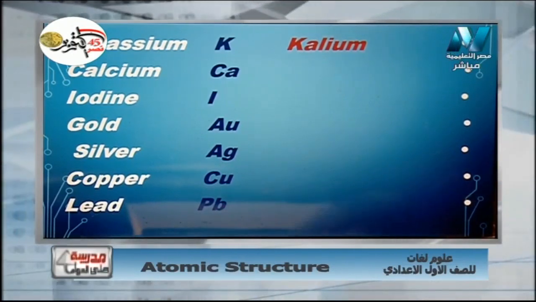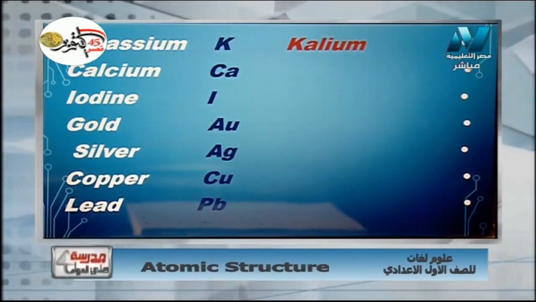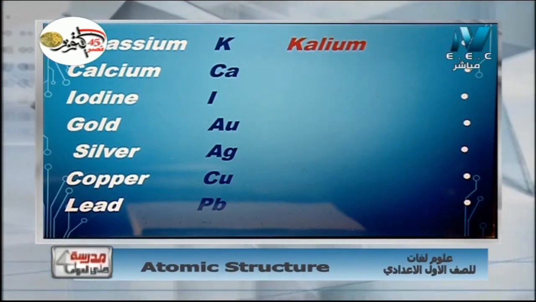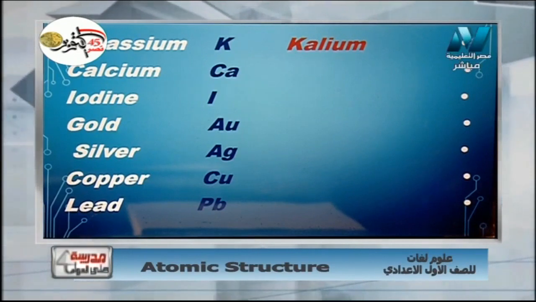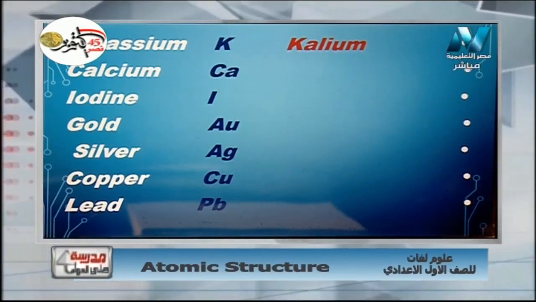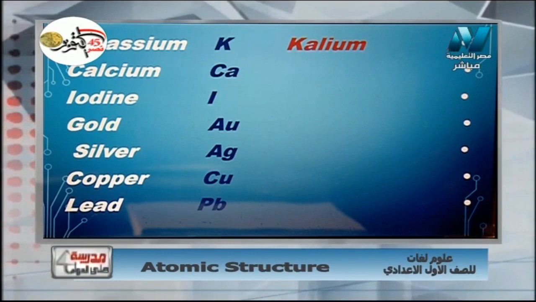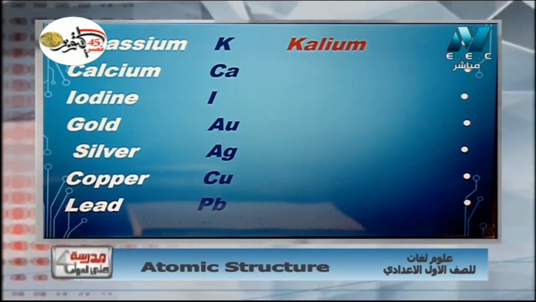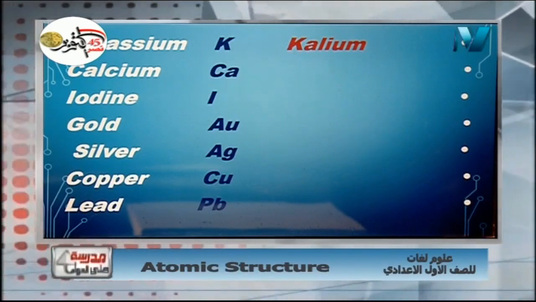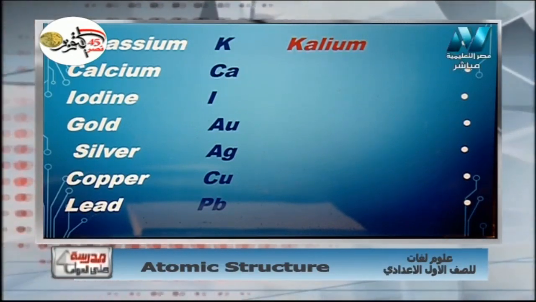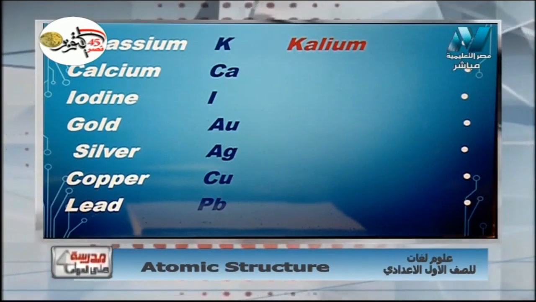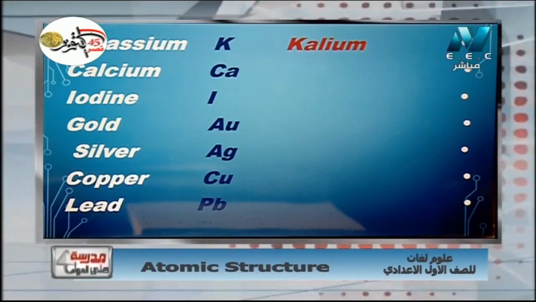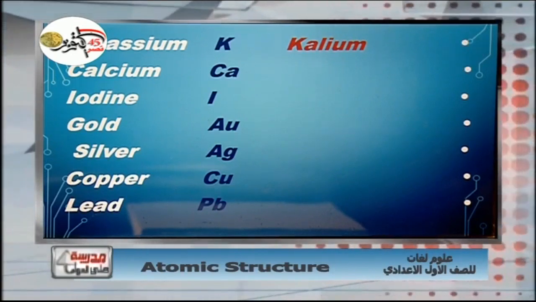Potassium, K, it's not P, but it's K. Why? Because it's from the Latin word. Calcium, C capital, a small. Iodine, I. Gold, Au, because it's not from the English word but comes from the Latin word. Silver, Ag, from the Latin word. Copper, Cu. Lead, Pb, P capital, b small.